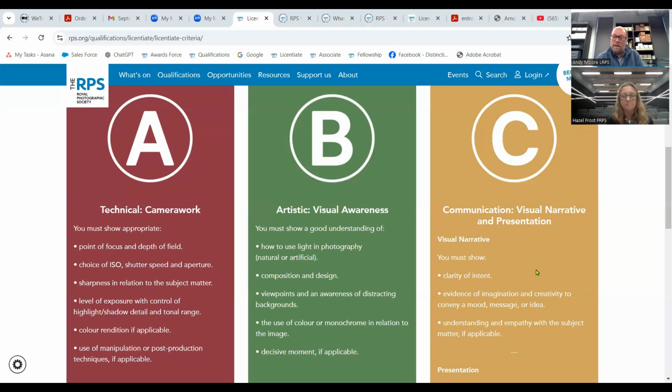So again, it's looking at where highlights might be, looking where shadows might be, and choosing your exposure at the outset. Yeah, no, perfect. And the other one, a bit like sharpness, is color rendition, if applicable, having that skill to make sure that the color is correct for the image. Appropriate, yes.